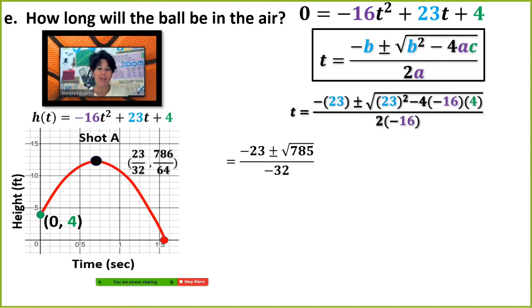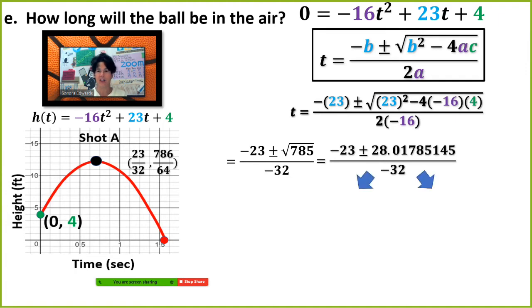The question is, if we want the exact value, what's our final answer going to be? So I'm going to go ahead and just estimate really quick. I took the square root of 785 and got 28.01785145. And then I break that into two separate problems. I'm going to take negative 23 plus 28, etc. there, and I get the positive 5. And then if I do negative 23 minus 28 something there, I get this negative 50. Then I go ahead and divide, and I get these two numbers.